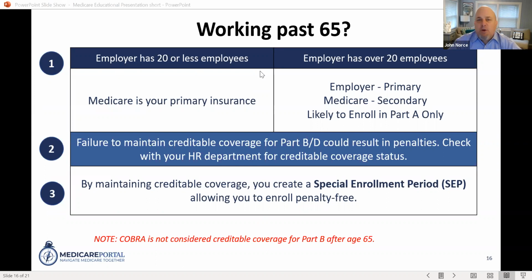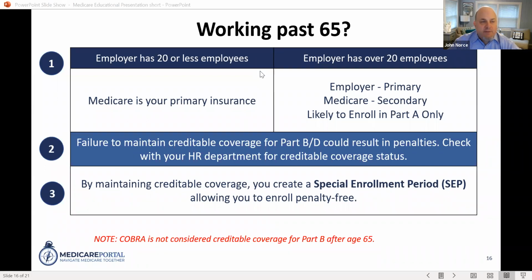If your employer has over 20 employees, your coverage is what's called creditable, meaning that the government, Medicare, has determined that your benefits meet or exceed Medicare standards, and you can delay your enrollment into A and B.